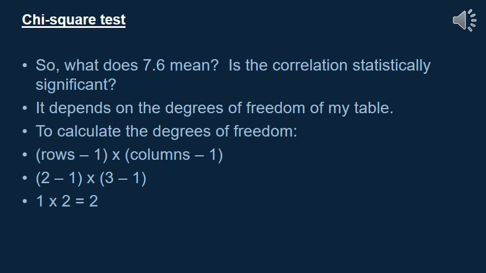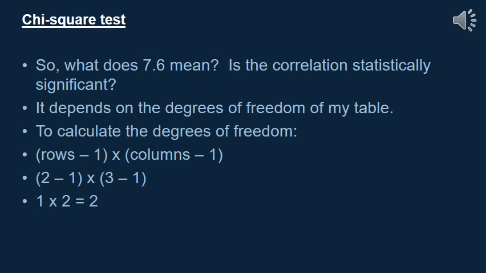So what? What does 7.6 mean? Is it a big number? Is it a small number? Is this number statistically significant or not? I don't know. I have to take into account another number in order to know it. And this other number is what I call the degrees of freedom of my table.